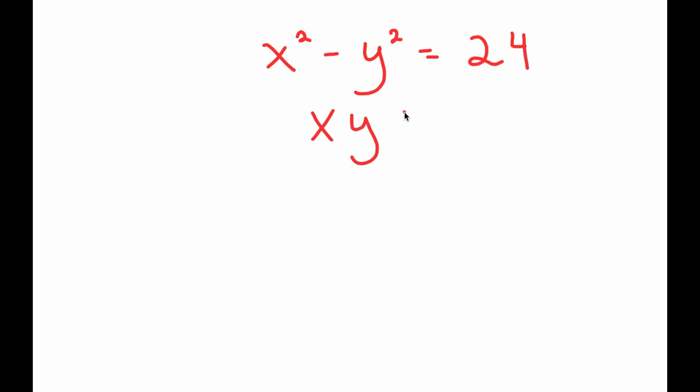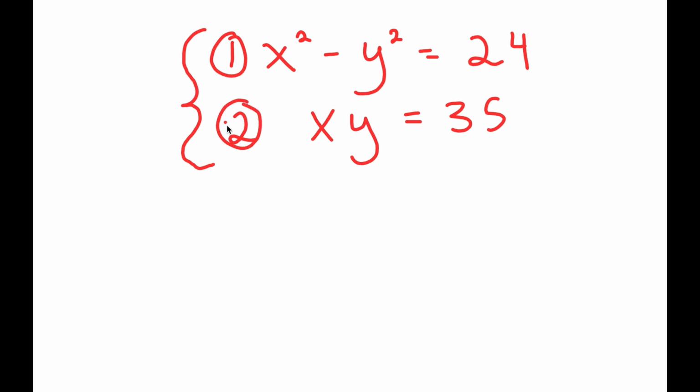Alright, so in this video, I'm going to be solving a challenging system of equations. The first equation in my system of equations is x squared minus y squared is equal to 24. And the second equation is x times y is equal to 35. So, in the system of equations, I can label this the first equation and this the second equation. And I want to find the value of x plus y.